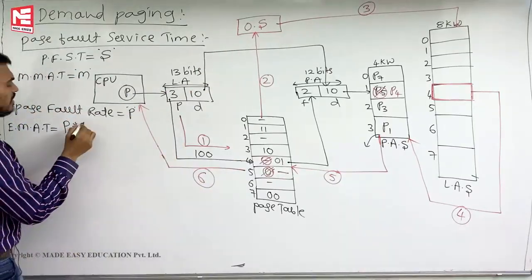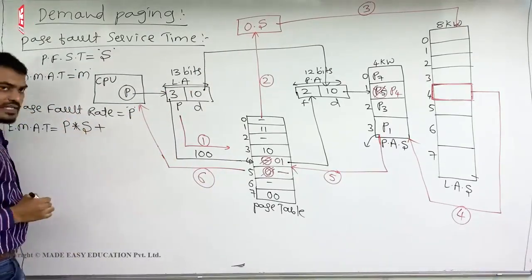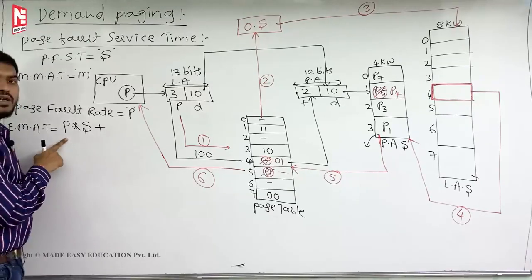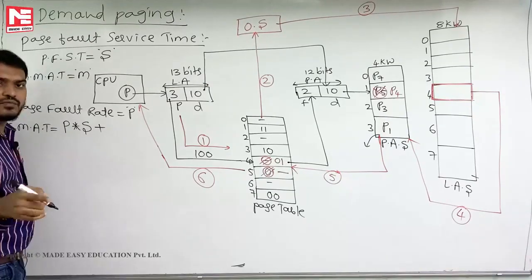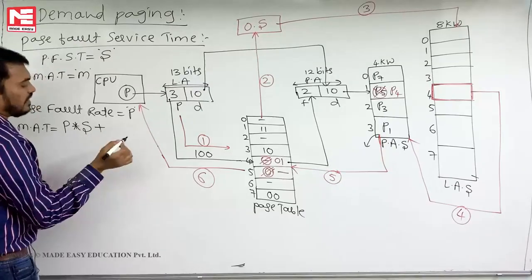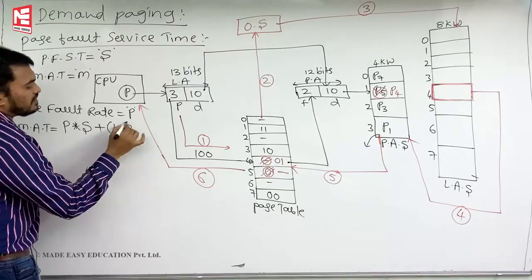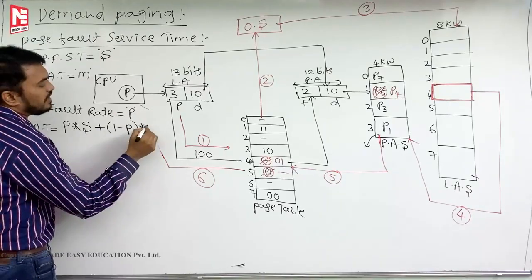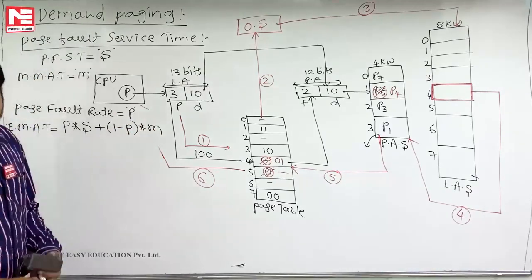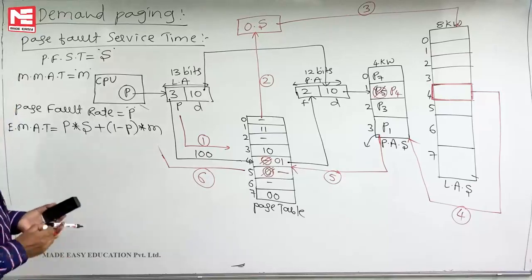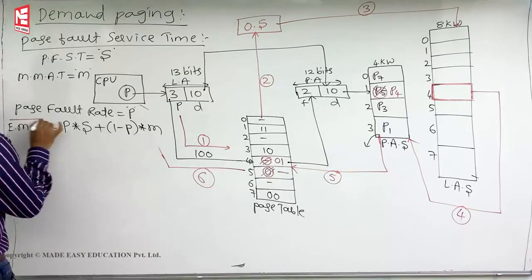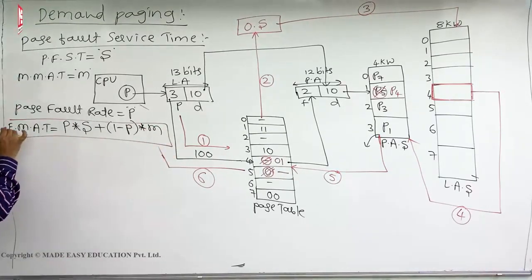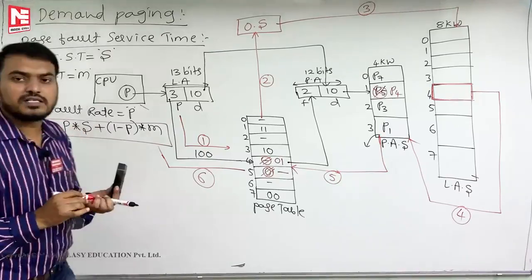So whenever a page fault occurs, you apply service time, plus. And remember, P is the page fault rate, so no page fault will be 1 minus P. When there is no page fault, we have the main memory access time M. So P into S plus (1 minus P) into M. This is the formula for effective memory access time with respect to page fault rate P.